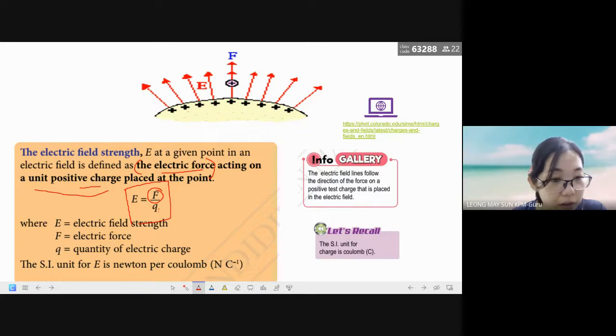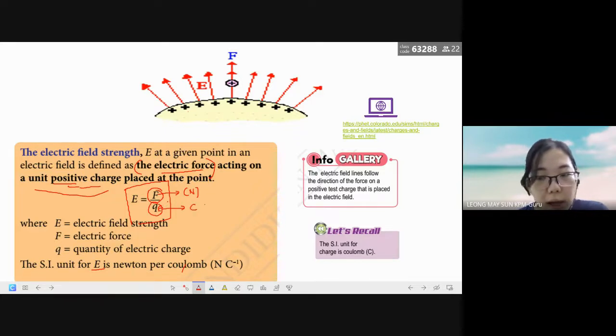Even though the definition here is positive charge, remember our charge in electricity can be positive, like an atom with more protons compared to electrons. It can be negatively charged, whereby the number of electrons is more than the protons. This symbol Q can be positive or negative charge, even though the definition in the textbook uses positive. So the SI unit for electric field strength is Newton per coulomb, because force unit is in Newton and charge unit is in coulomb.